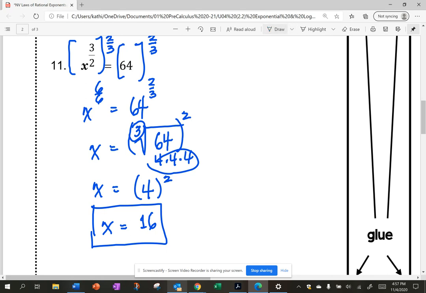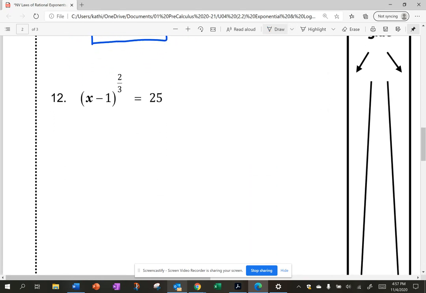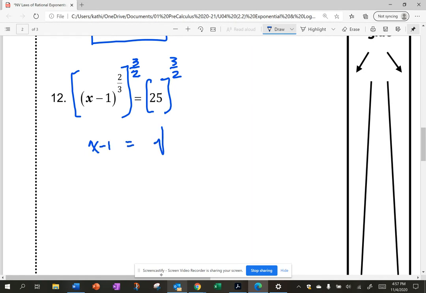I have one more that's slightly different. So I have an expression raised to a fractional power, but I'm going to apply the same concept: I want to make the power 1. So I'm going to multiply by the reciprocal of that power. And whatever I do on one side, I need to do to the other side. So on the left, I have x minus 1. And on the right, the base, I'm going to put 25 under the radical. This is a square root, and I'm going to cube that.